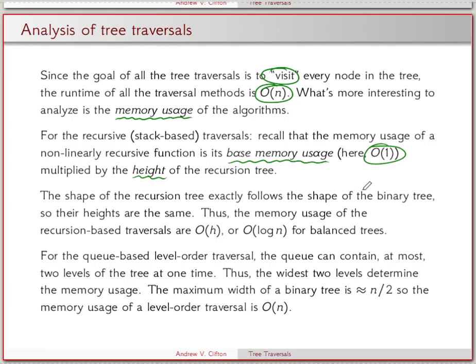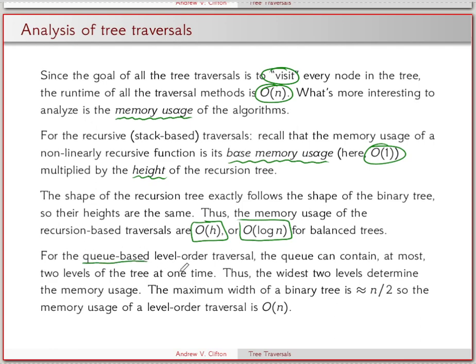So for the recursive traversals, the shape of the recursion tree exactly follows the shape of the binary tree, so their heights are the same. So the memory usage is just going to be O(h), or O(log n) if the tree is a balanced tree. So we're going to use log n memory to do a tree traversal.